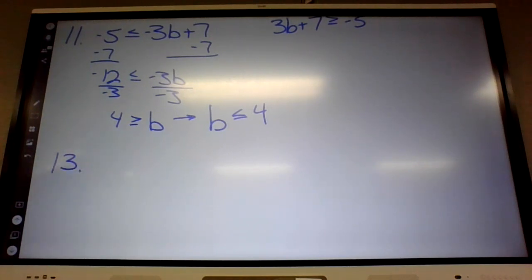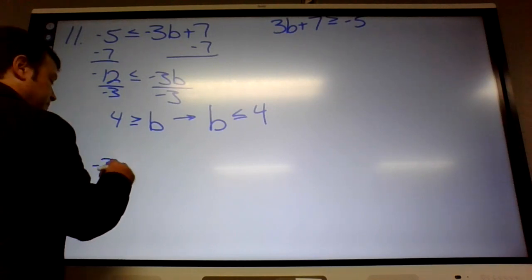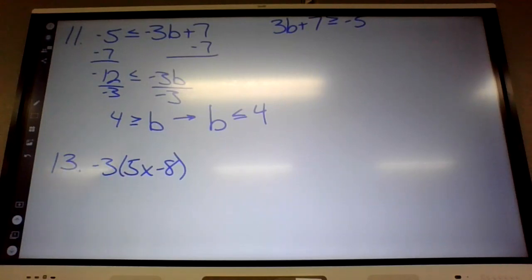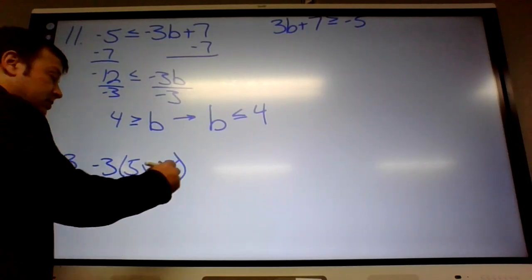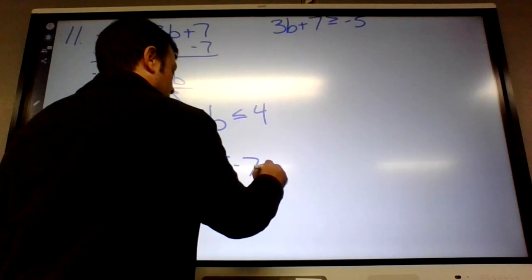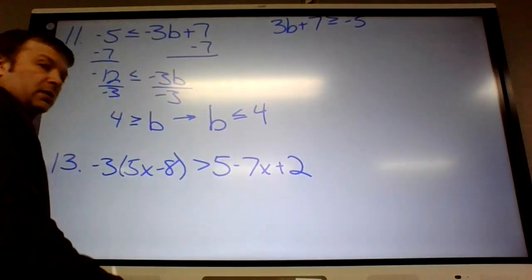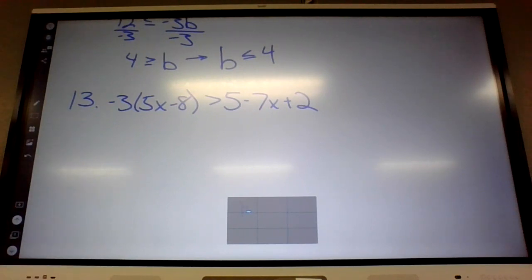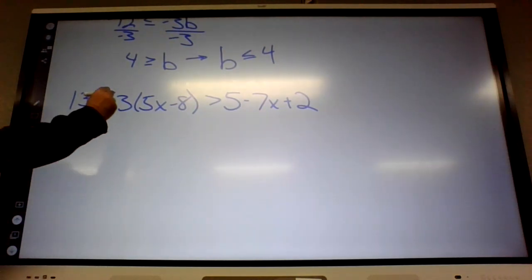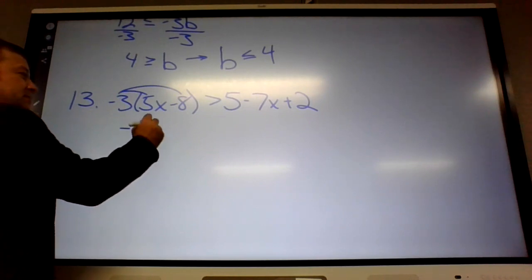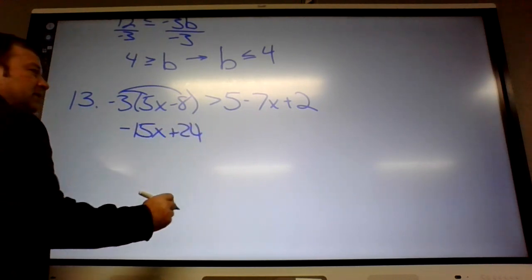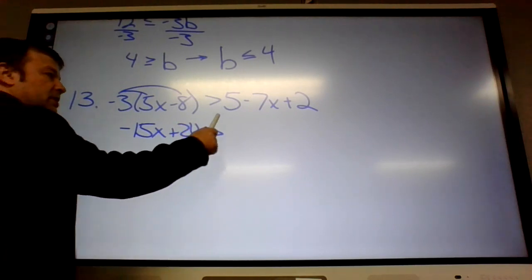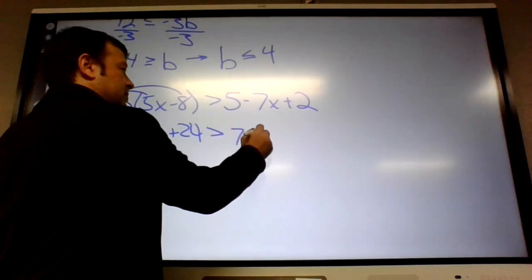Okay, 13: negative 3, 5x minus 3 is greater than 5 minus 7x plus 2. Alright, Brooke, what should we do on this one? Distribute. How about the right side? 5 plus 2 can go together.